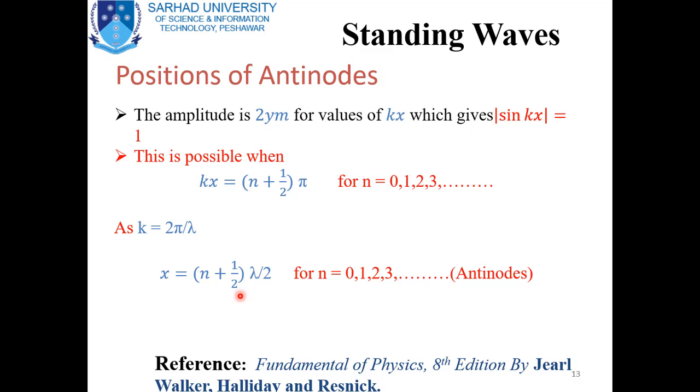So lambda by 4. It means that the distance between a node and an antinode is lambda by 4, because at x equal to 0 we have studied that the position is a node, and after a quarter wavelength we have an antinode. Thus the distance between a node and an antinode is lambda by 4.